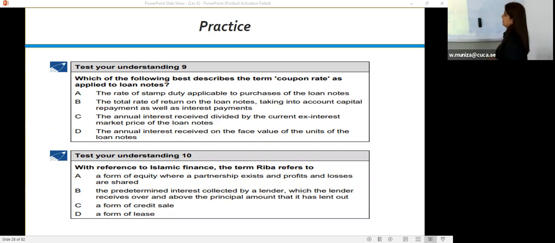Yes. Okay, then with reference to Islamic finance, the term riba refers to interest. Yes. The form of equity where the partnership exists and the profits and losses are shared. No, this is musharika. The predetermined interest collected by the lender, which the lender receives over and above the principal amount that it has lent out. Yes, this is interest. So this is riba. Form of credit sale, form of lease, no. Cleared?